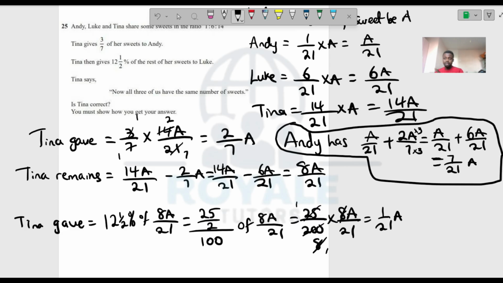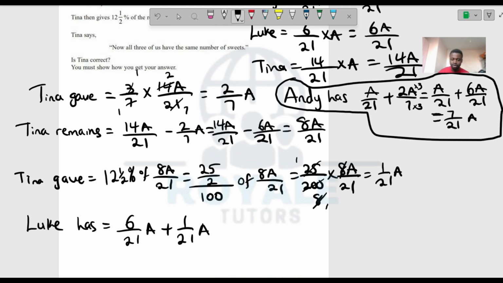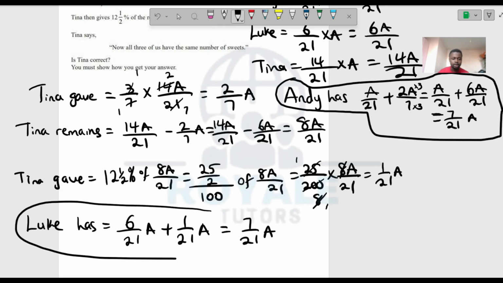That's what Handy has now, because we are going to come back to that. Luke now has... so Luke initially had 6 over 21 a plus what was given to Luke. So when you add them together, you get 7 over 21 a. So Luke now has 7 over 21 a. So I'm going to circle that. That's going to stand out.